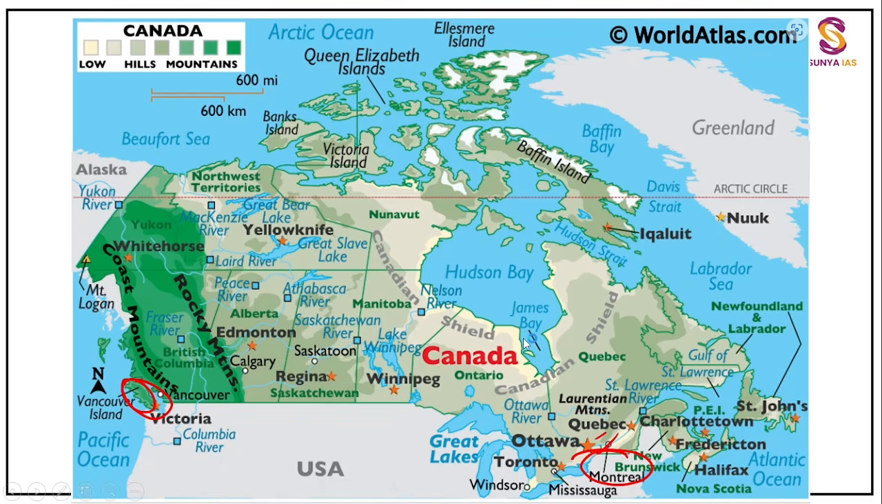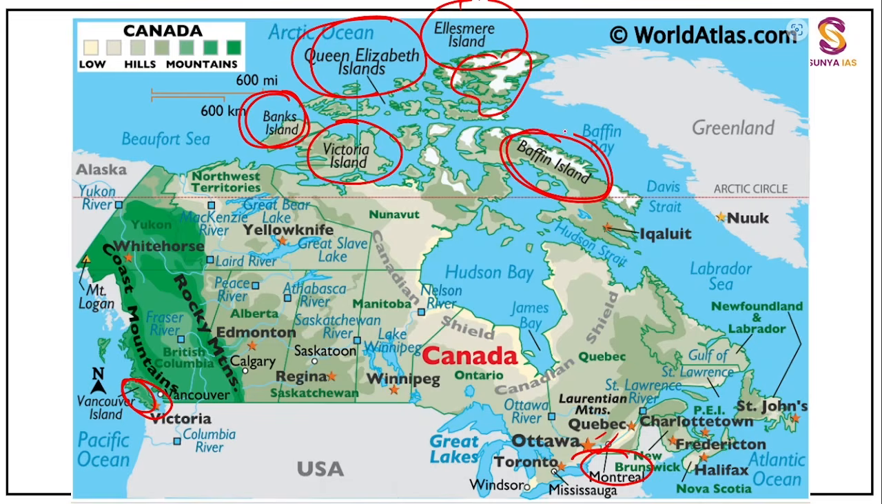Now all other things, the mountains, rivers, these all things which are written, we will be understanding in a separate lecture, right? Now over here, you see these islands, you clear it out. The islands which you have to remember are Banks Island, you will be finding. Victoria Island, you have to understand. Queen Elizabeth Islands, these are the Queen Elizabeth Islands over here. Okay. Ellesmere Island, this is Ellesmere Island.